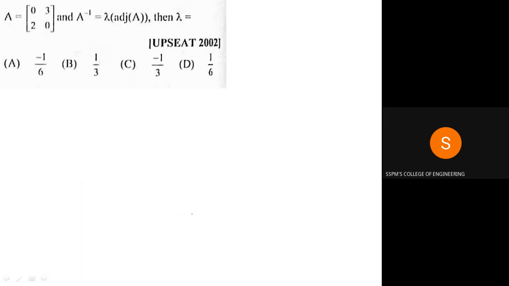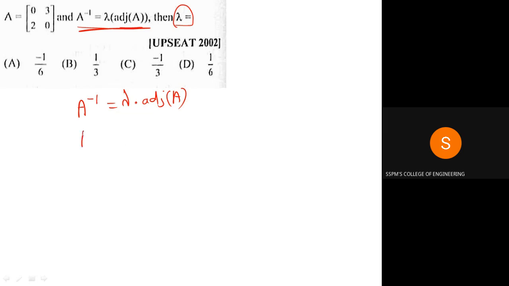Next example. We are given a 2 cross 2 matrix A, and we have to find lambda. What is given? A inverse is equal to lambda into adjoint of matrix A. What does it look like? It looks like the standard formula of A inverse.